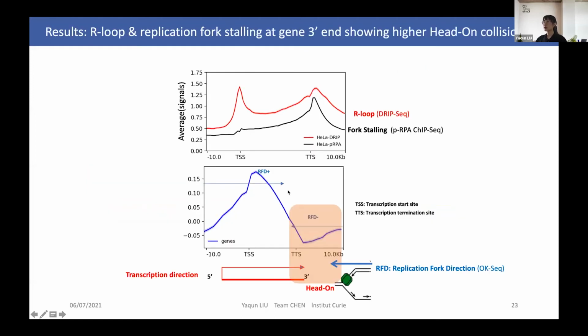So this is a metagene profile with R-loop signals in red, measured by DRIP-seq, and also the fork stalling signals in black. We got the fork stalling positions by performing phospho-RPA DRIP-seq. So we observe that R-loops are formed both at TSS and TTS, while the replication fork stalling signals are enriched only at TTS. And as you might remember, by our Okazaki data, we found that at TTS, genes are prone to have more head-on collisions, which suggests that head-on collisions could induce more replication fork stalling.